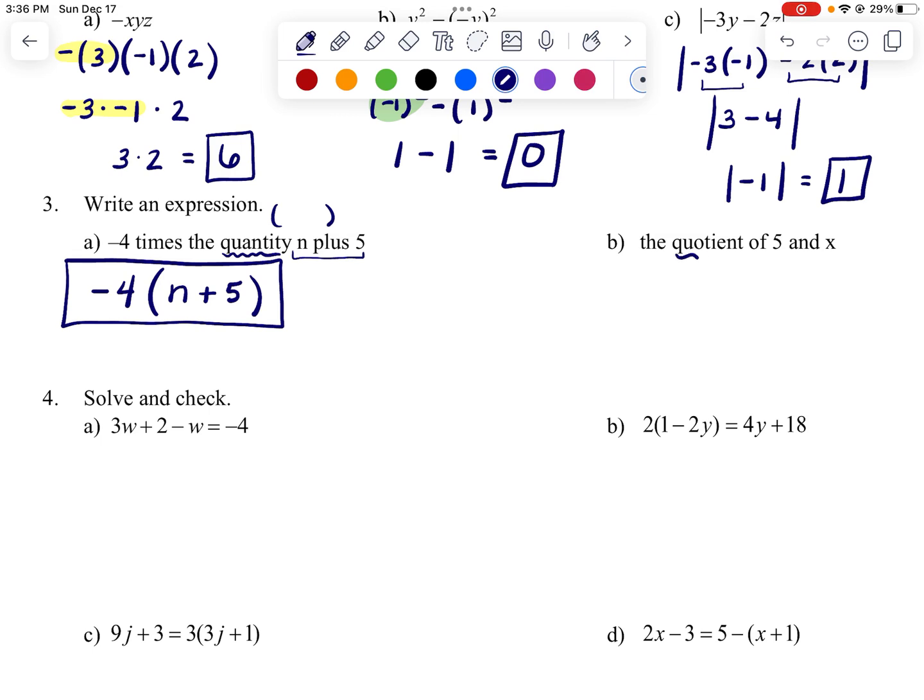Okay, quotient means division. So you're going to just divide these two. And that means we write them as a fraction. So 5 over x. Or you could say 5 divided by x. But realistically, we're more likely to see the fraction.